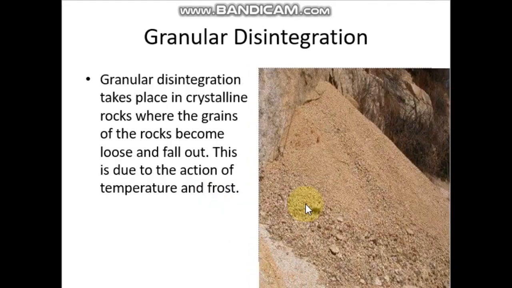Next one is granular disintegration. From this picture we can see granular disintegration. In what type of rocks does it mostly form? Students, crystalline rocks. This granular disintegration takes place in crystalline rocks, where the grains of the rock become looser and fall out. This is due to the action of temperature and frost, due to heat and due to cold.